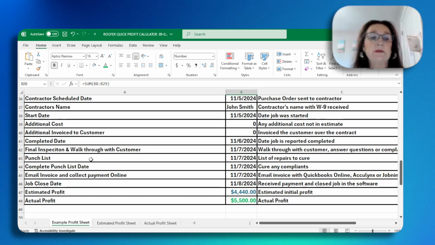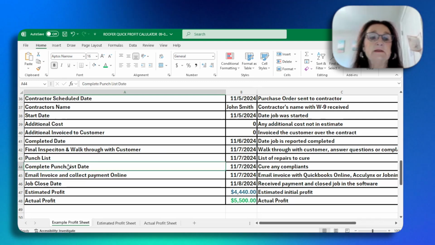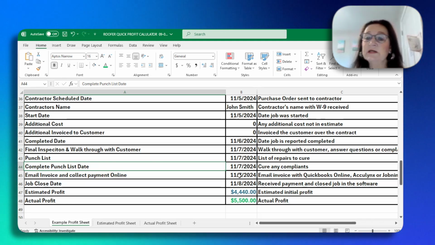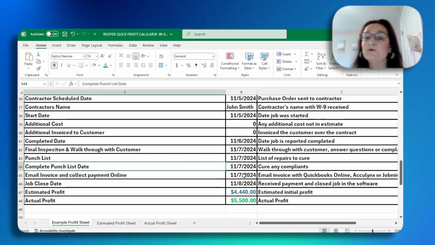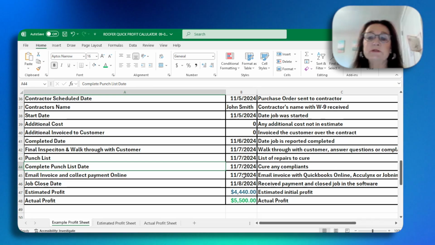If there are some things on a punch list that you're going to have to do before you collect all of your money, have that punch list, get that punch list knocked out that same day if possible, then email the invoice to the customer and collect your money online at that moment, right on the job when you're with the customer. Okay. Because you can send that invoice out from JobNimbus, AccuLynx, QuickBooks, and you can get the payment right then. Okay.